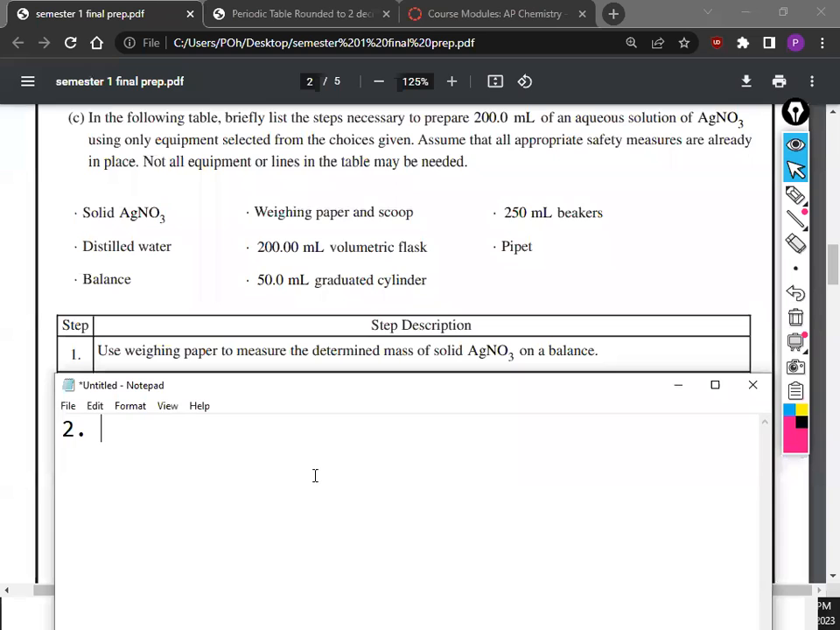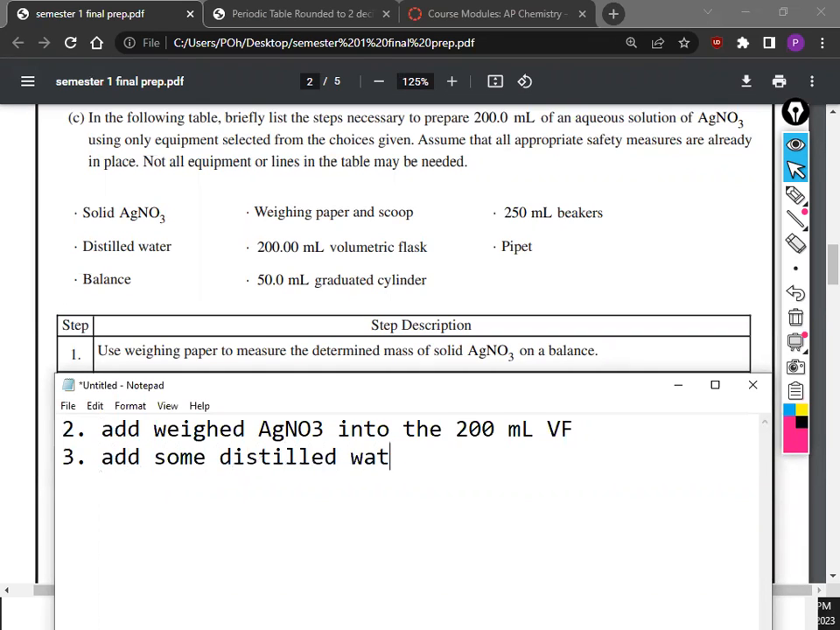Okay, so they give you the first step already. You're going to use the weighing paper to measure your solid on a balance. Now you want to make a 200 milliliter solution, and if you notice, you have a 200 milliliter volumetric flask. So what you're going to do is add your weighed AgNO3 into the volumetric flask. Then you're going to add some water, and then you're going to want to swirl to dissolve. You can say swirl it, dissolve it, stir it, mix it, whatever.